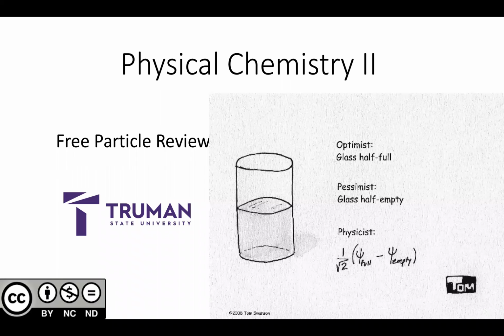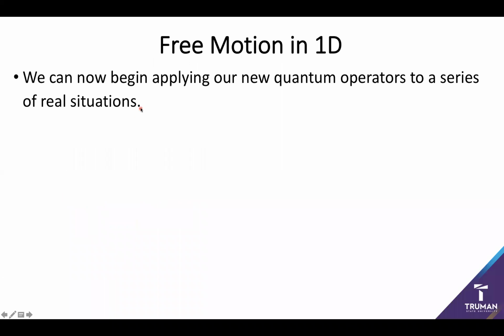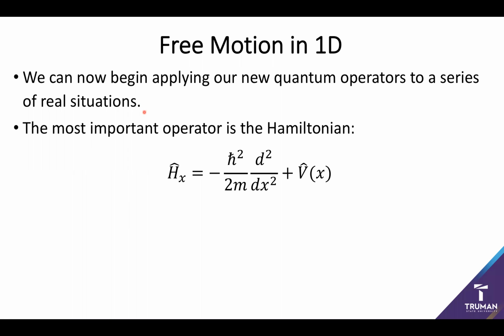So today we're going to go ahead and take all that we've now learned about quantum mechanical operators and revisit our good old friend, the free particle. Just as a review, now we've got our set of quantum operators and our real wave functions. We can start applying them to real systems and situations. So again, a good place to start is with our good old friend, the Hamiltonian.